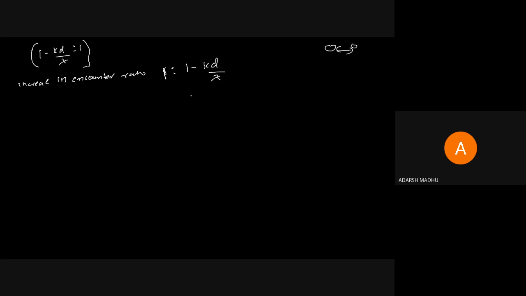Then, there is a pressure inside the gas. The pressure of the gas depends upon the encounters per second with the wall. If the molecules are colliding with each other, the pressure inside the gas will depend upon the encounters per second to the wall.